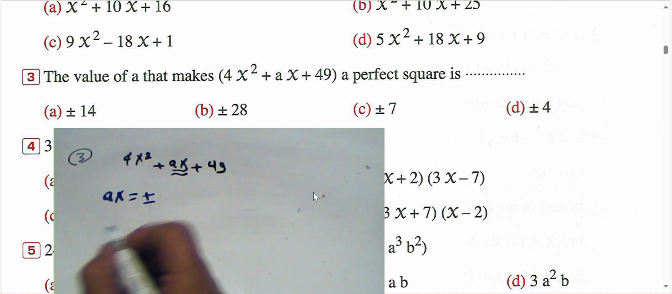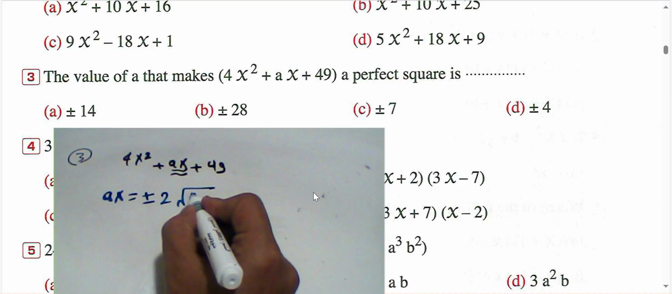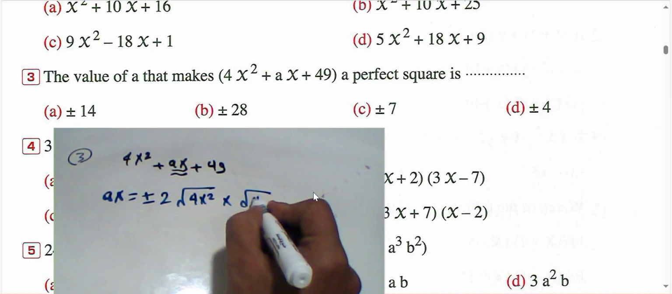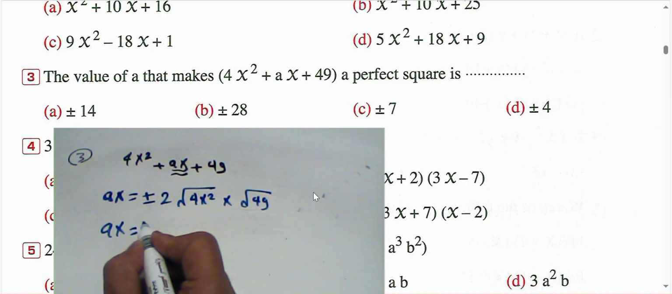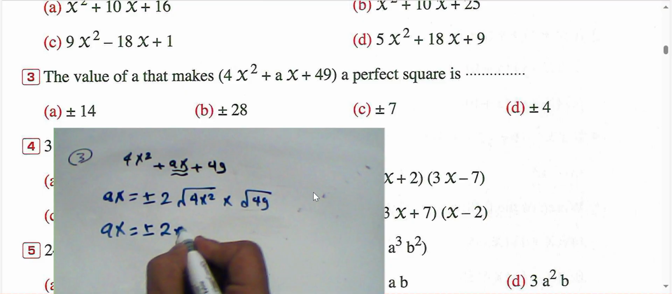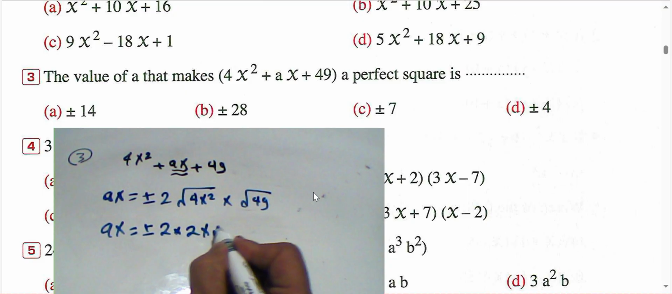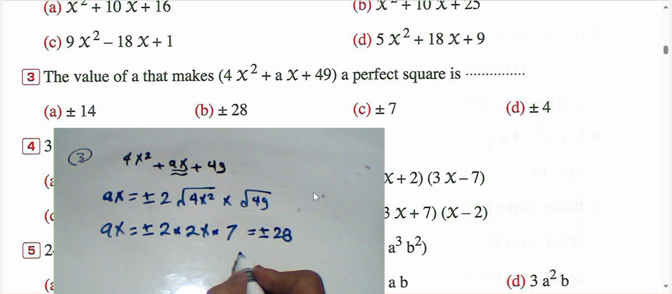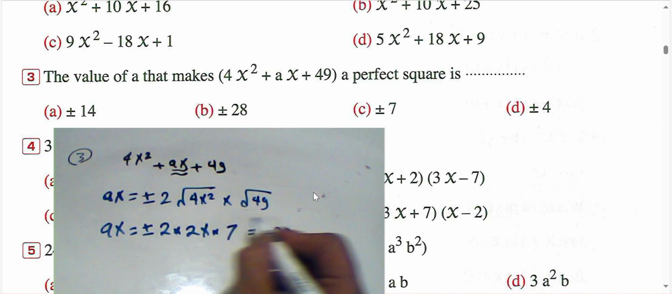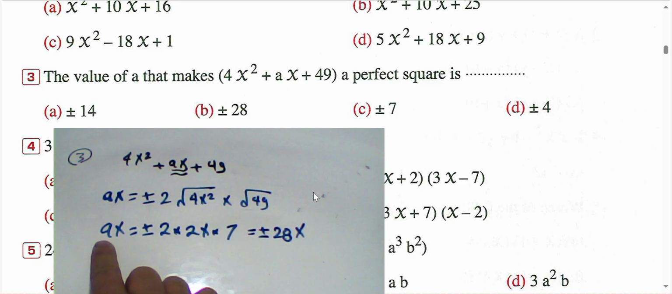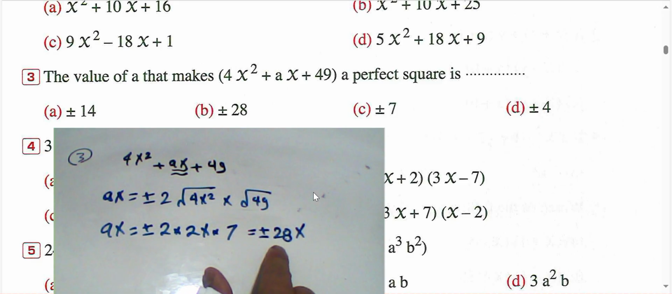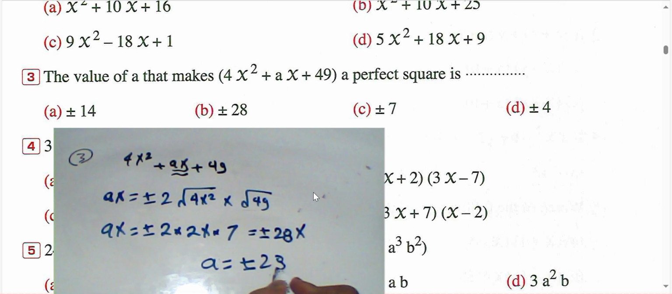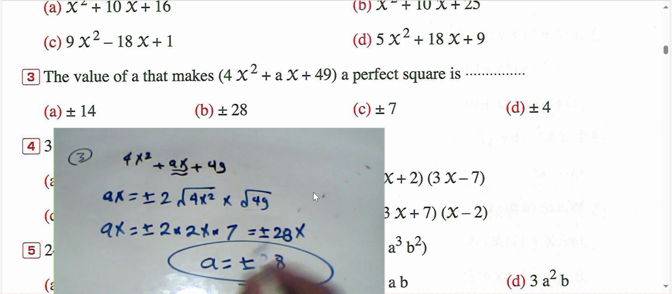Ax equals positive or negative 2 times the square root of the first times the square root of the third. Then ax equals positive or negative 2 times 2x times 7. The answer here will be positive or negative 2 times 2 is 4, 4 times 7 equals 28. And we have also x here, so the coefficient of x equals positive or negative 28. Then the value of a will be positive or negative 28. Choose letter B, it is the correct answer.